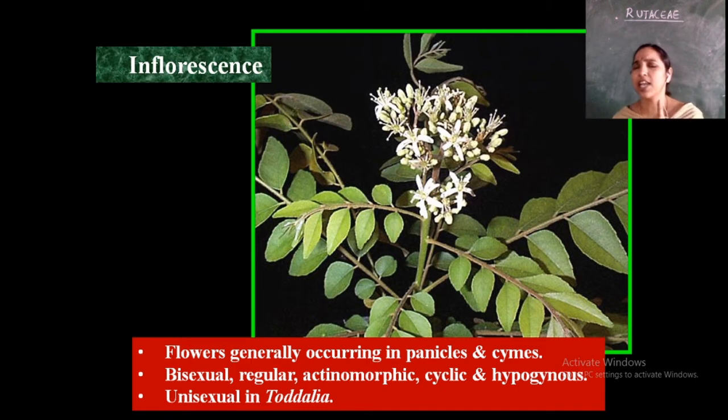One special case is Toddalia. I already told you it is a creeping or twining plant with a peculiar feature, having prickles on its body, and it has unisexual flowers. Otherwise the typical bisexual, hypogynous, cyclic condition is there.